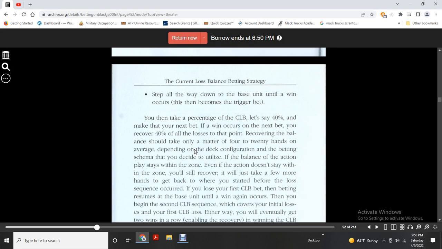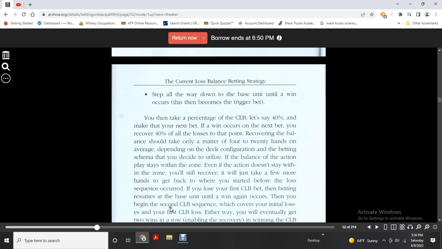Depending on the betting scheme you decide on, you level the balance as the action plays and stays within the zone. Even if the action does not stay within the zone, it will still recover. You just take a few more hands to get back to where you started before the loss occurred. If your clearance losing bet loses, then betting resumes at the base unit until a win again occurs.